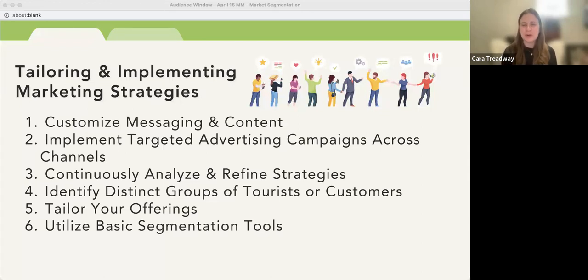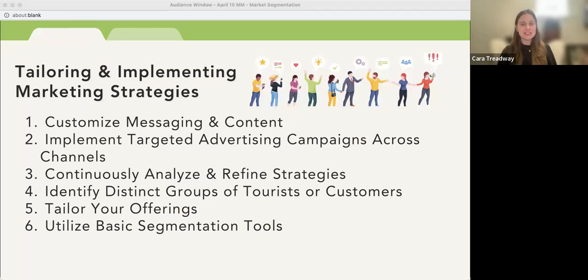Next, tailor your offerings to these identified groups. Once you've pinpointed some of these segments, you can jot down their needs or interests and then adjust your offerings or your marketing efforts accordingly. For example, you could consider crafting unique packages or experiences that cater to the specific needs or interests that you've noted within your segments or the personas that you've created.